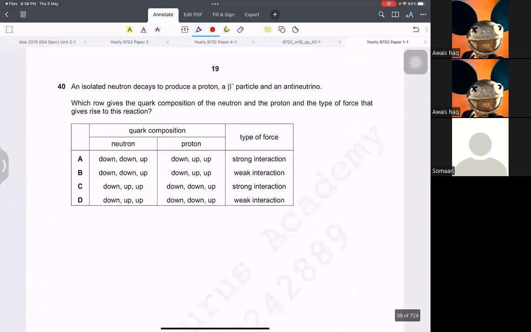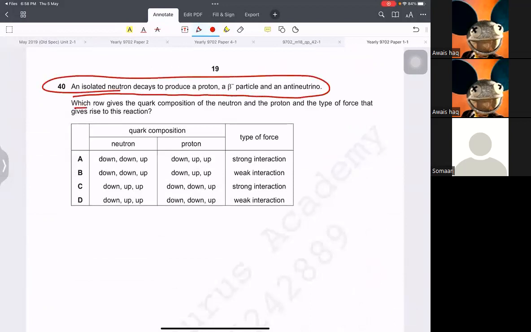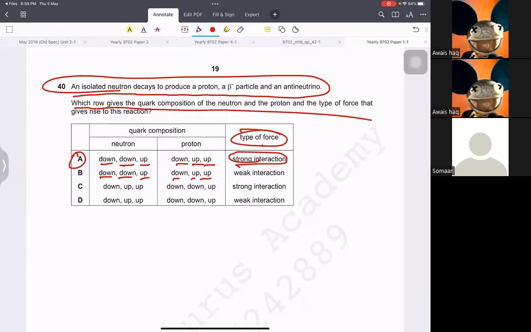Anyway, which neutron decays into proton? Beta and beta negative antineutrino. Which row graphs? Okay. Neutron is UDD, proton is UUD. And the type of force in this is strong nuclear force. So wait a second. Sir, weak isn't coming. It decays, yes. In the weak nuclear interaction, this happens. It's correct.